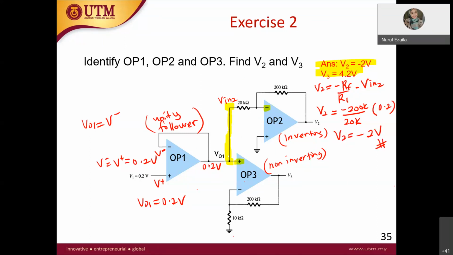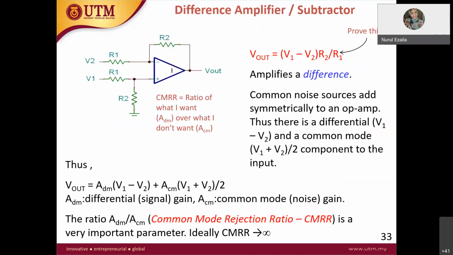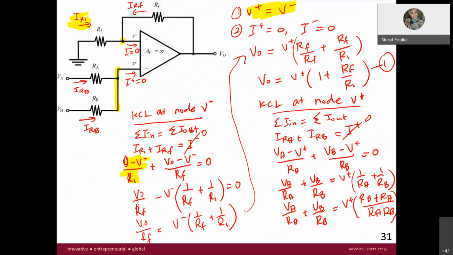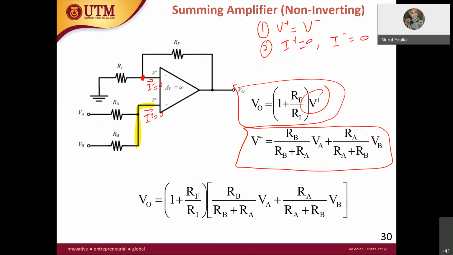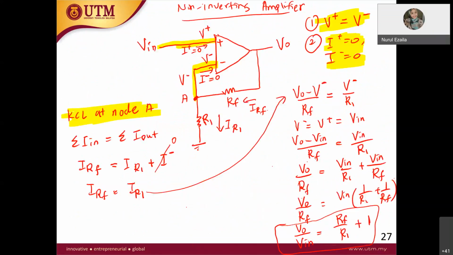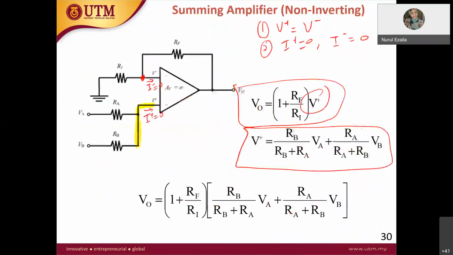Now let's take a look at op-amp3. So op-amp3 is non-inverting, and we have derived the non-inverting just now. So non-inverting is equal to, where is non-inverting? Yeah, V out over V in equals RF over R1 plus 1. So that is for the non-inverting.